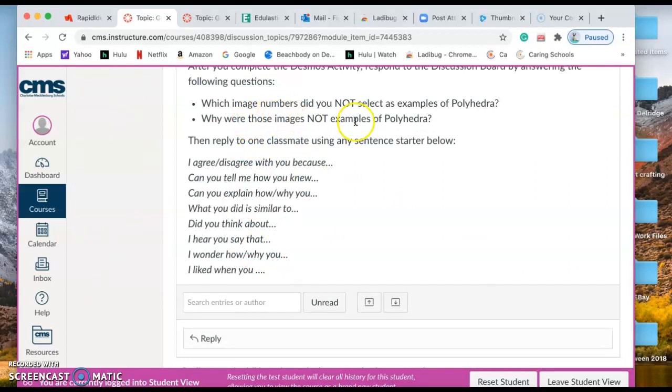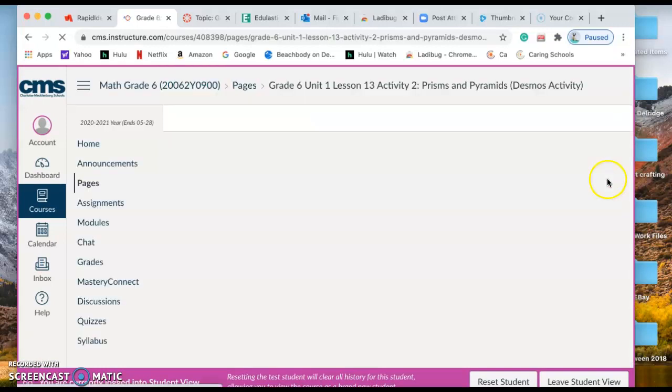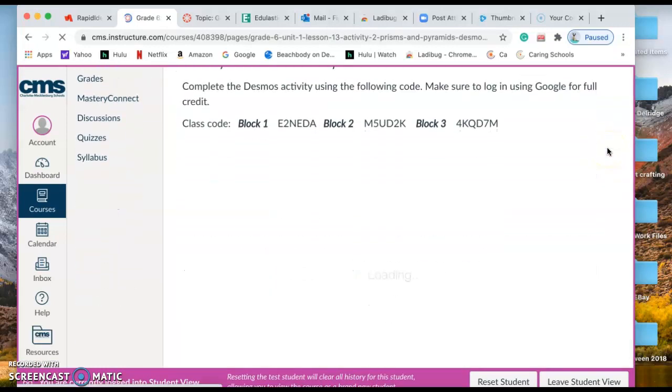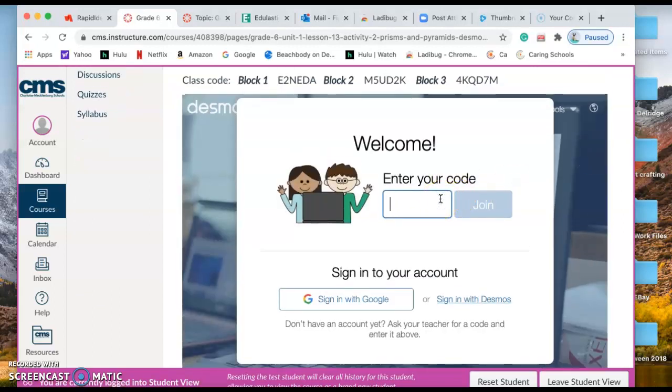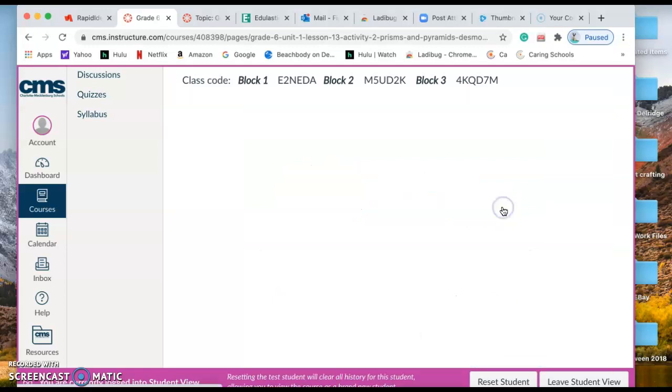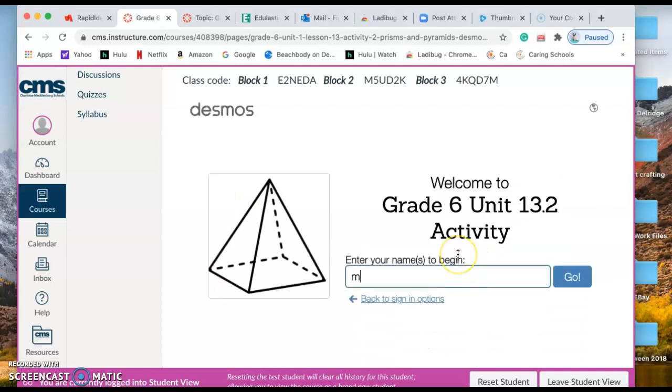Which image numbers did you not select as examples of polyhedra? Why were those not? And you would move along. Okay? So going to the next section here, next Desmos. And then we're going to enter our code. I'm just going to use my third block because I just finished up with those guys and girls. QD7M. I would join that. Move along into our next piece here.